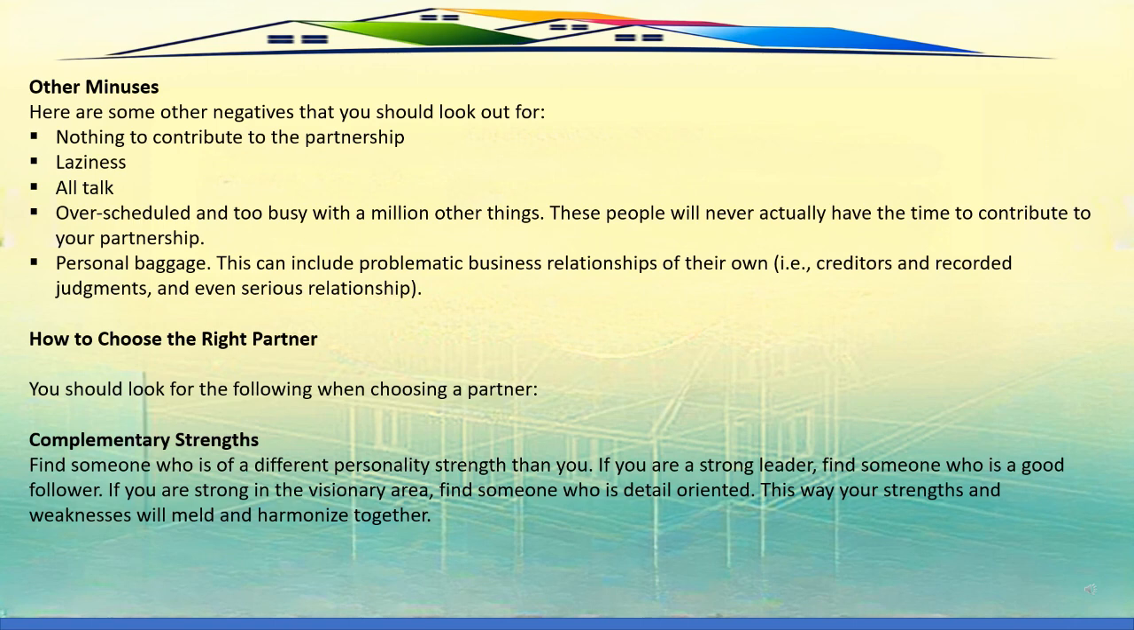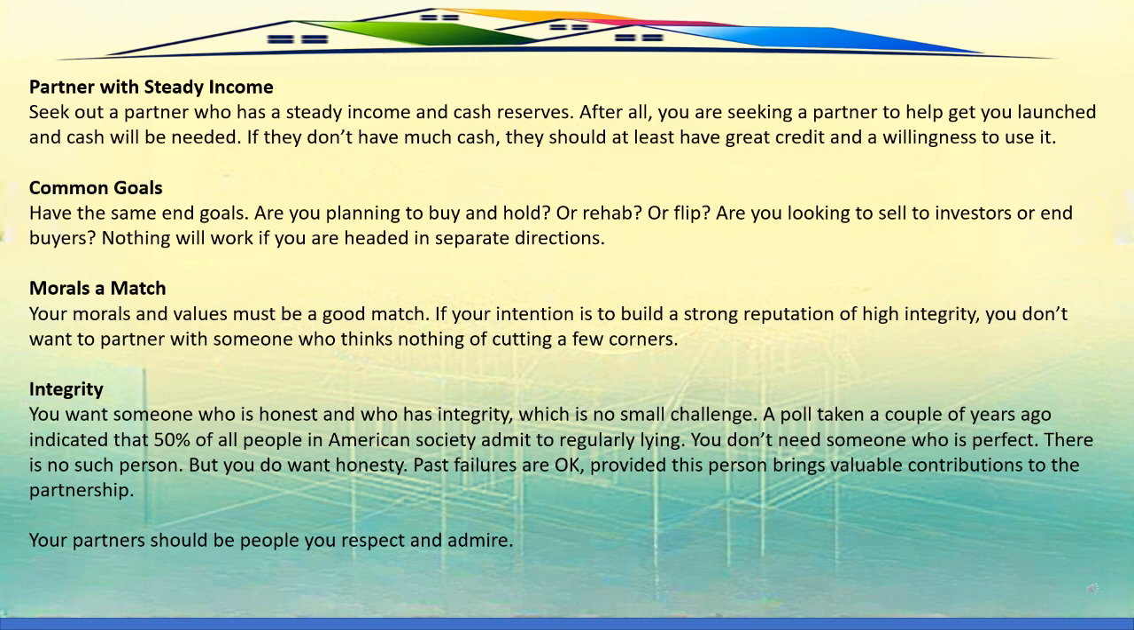How to choose the right partner. You should look for the following when choosing a partner. Complementary strengths. Find someone who is of a different personality strength than you. If you are a strong leader, find someone who is a good follower. If you are strong in the visionary area, find someone who is detail-oriented. This way your strengths and weaknesses will meld and harmonize together. Partner with steady income. Seek out a partner who has a steady income and cash reserves. After all, you are seeking a partner to help get you launched, and cash will be needed. If they don't have much cash, they should at least have great credit and a willingness to use it.